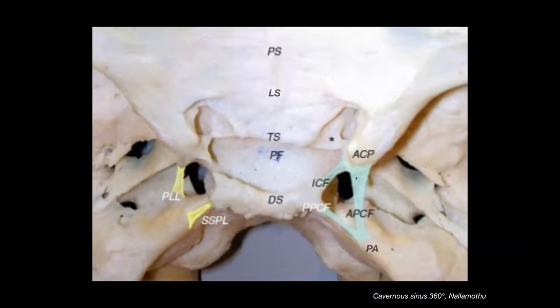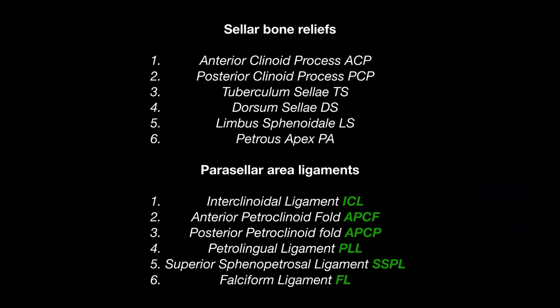And if you look at this triangle drawn by the interclinoid fold and the anterior petroclinoid and posterior petroclinoid fold, you can find this triangle, which is the oculomotor triangle. So it's just a quick reminder about the bone relief of the sellar region, and then the ligaments of this parasellar area. It's good to remind them to have a better understanding of the next presentations.